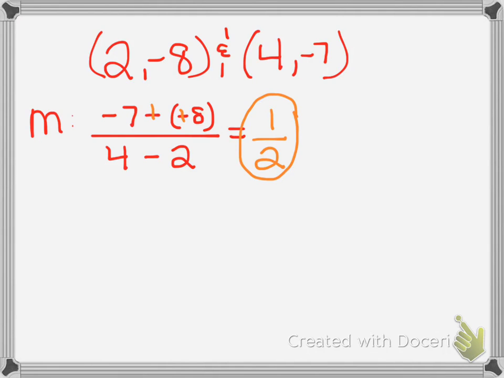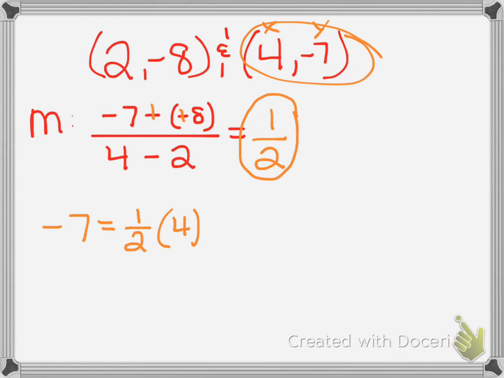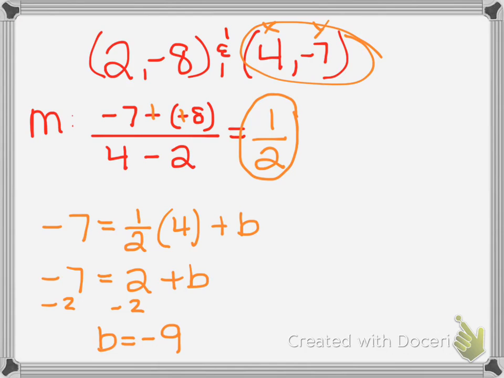Alright, for this next problem, why don't we choose the second point? Again, it doesn't matter. 4 is my x, -7 is my y. So I'm going to have -7 equals 1/2 times 4 plus b. 1/2 times 4 is 2. If I subtract 2 on both sides, b equals -9. So my final answer, or equation, y equals 1/2 x minus 9.